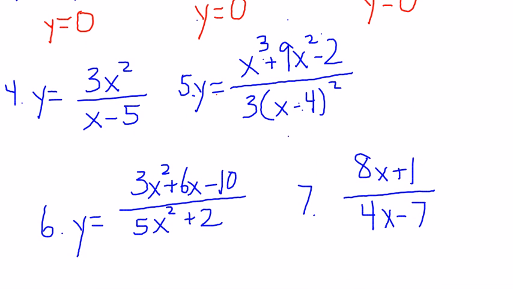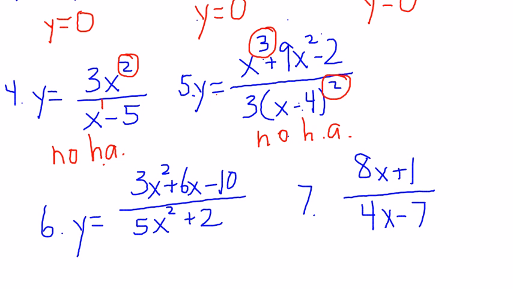Number 4 and 5, well, the degree of the numerator is 2. Degree of the denominator is 1. It's big on top, so there's no horizontal asymptote. Here, on top, the degree is 3. On bottom, the degree is 2. Big on top, no horizontal asymptote. I'll do another one on how to find slant.